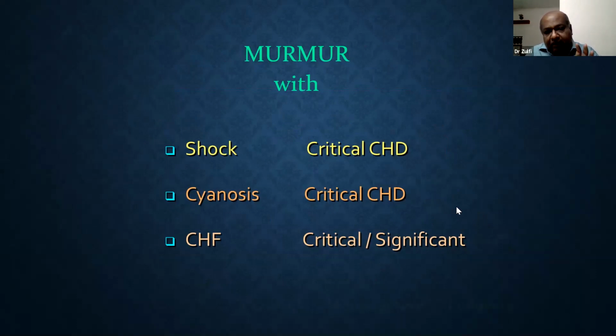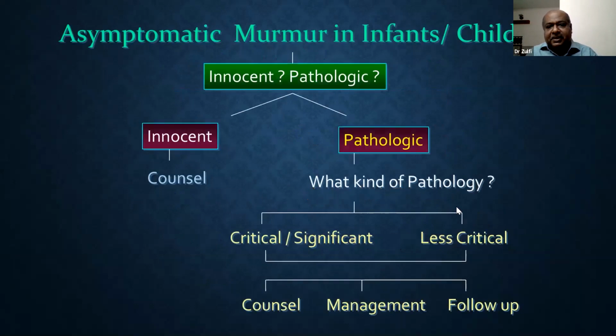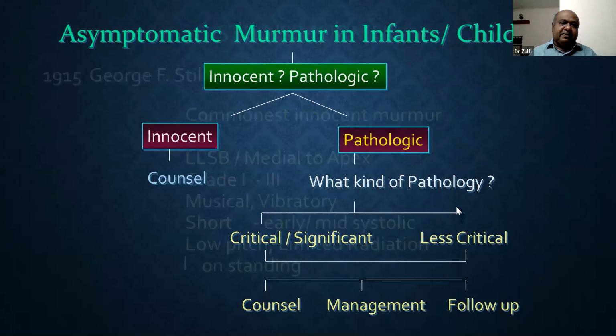But if you have an asymptomatic murmur in infants and childhood, things are a little different, because some of them can be innocent, some of them can be pathological. And the question is, what kind of pathology? Is it a critical abnormality or a less critical one? Even if you miss a less critical abnormality, another better person will pick it up, and no harm will be done to the child. Whereas if you miss a critical lesion, naturally, there's a problem. So once you make a diagnosis of a particular pathology, you have to counsel, you have to manage, and of course, follow with or without intervention.